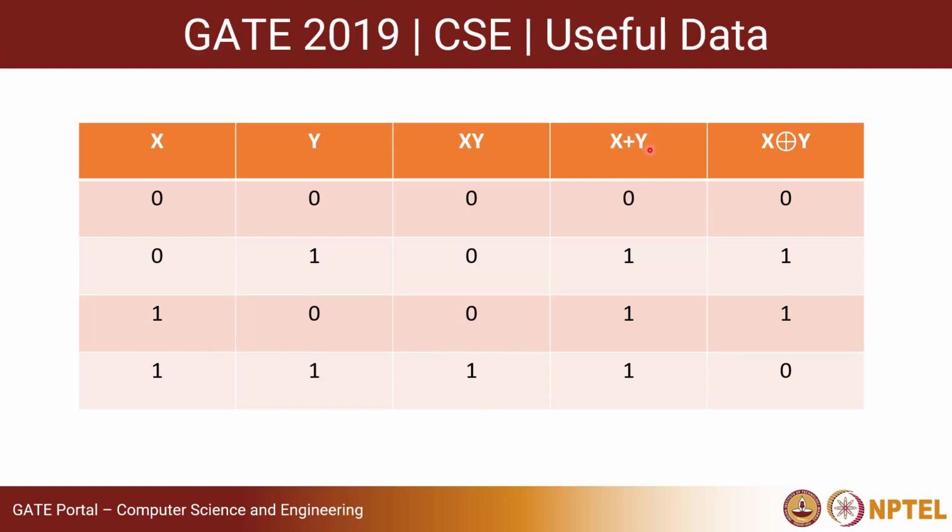X plus y, or x or y, says that if any of the bits is 1, then the result is 1. So in case of 0, 1, it's 1, 1, 0, it's 1, and 1, 1, it is 1. X XOR Y denotes exclusive OR, where the output is only 1 when either of the bits is 1. So if both the bits are 1, it is 0.